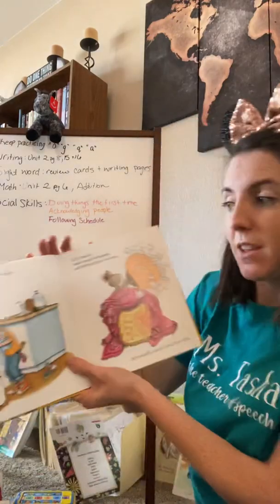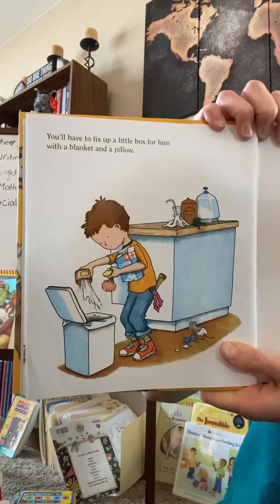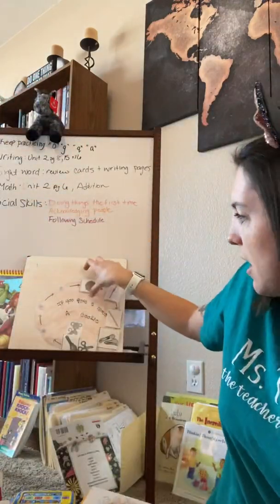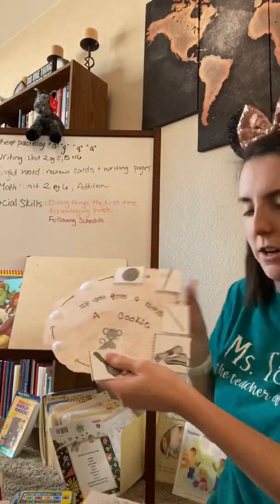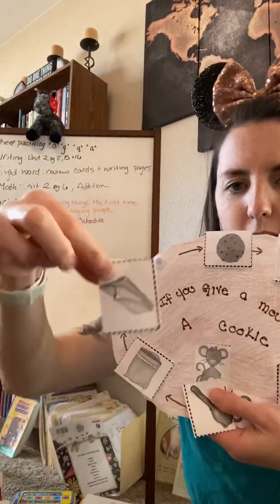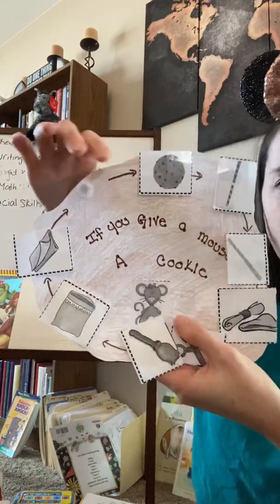What do we use when we take a nap? You'll have to fix up a little box for him with a pillow and a blanket. Look how comfy he looks. All right, let's put our pillow and blanket on our cookie. I have my pillow and my blanket. There we go. We only have one left.